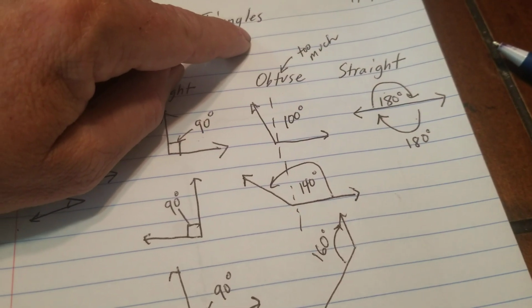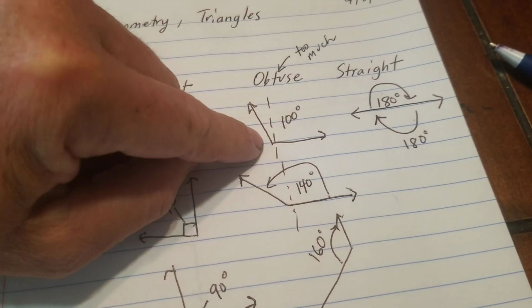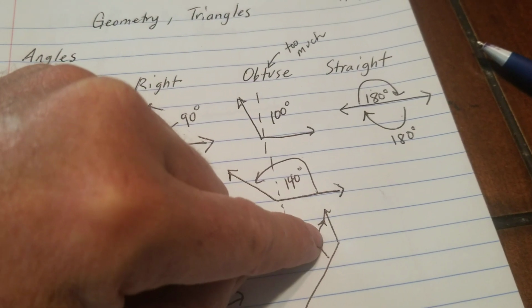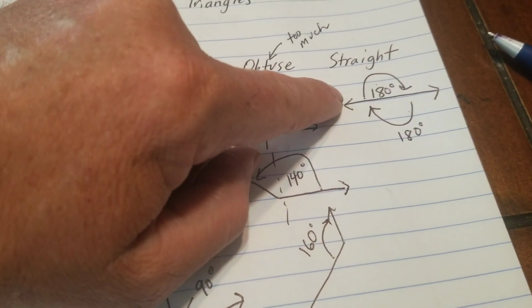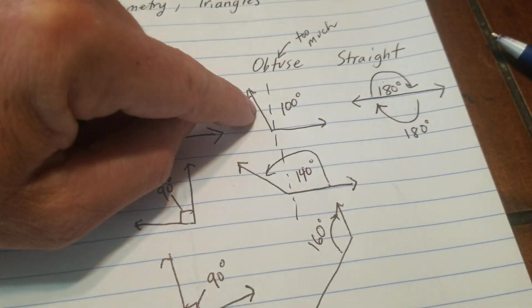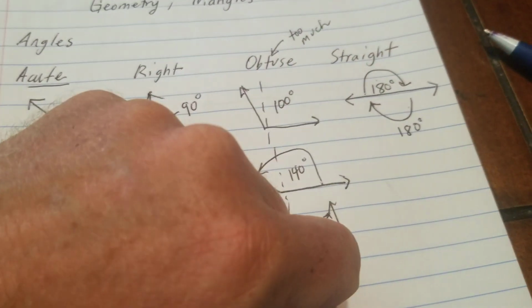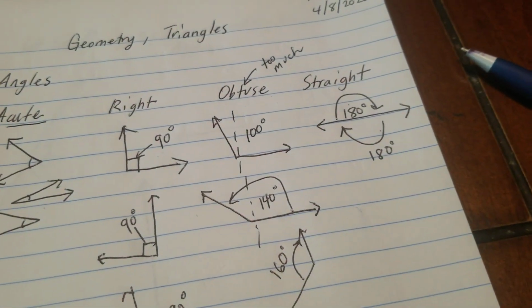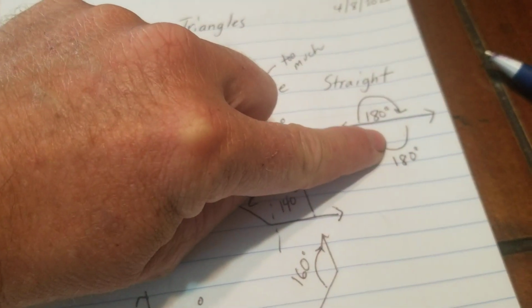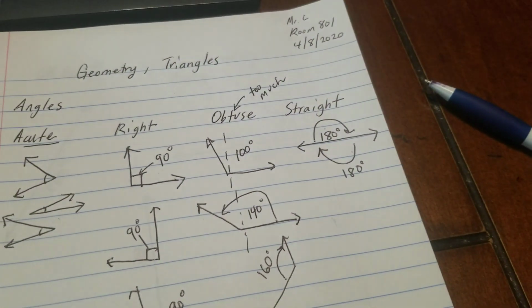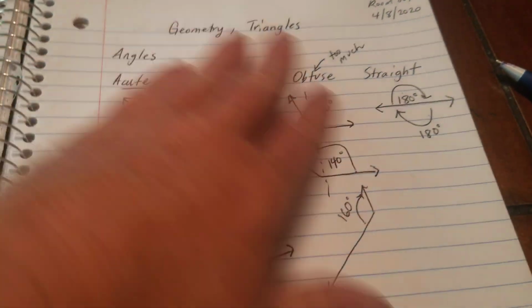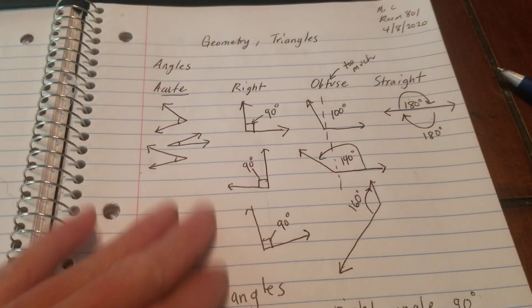Obtuse angles are more than 90. Sometimes they're a little more, sometimes they're a lot more, sometimes they're really a lot more, but they can never be more than 180, because when the angle gets taken all the way out to a straight line, it is referred to as a straight angle, and it has 180 degrees. And that also means on the other side, it's 180 degrees, because as we learned yesterday, there are 360 degrees in a circle. So that seems easy, but there's a lot of information in there.